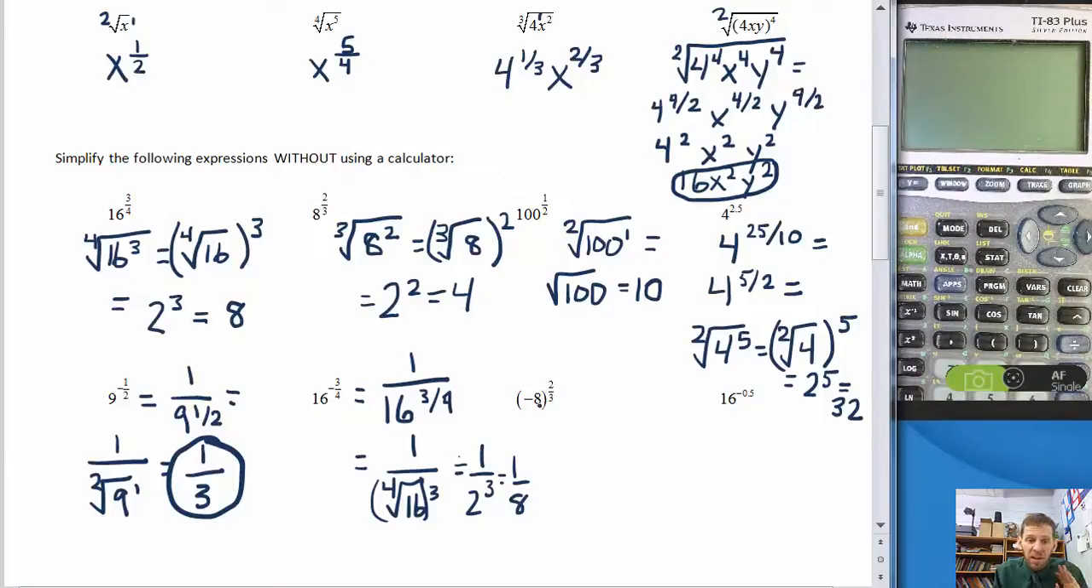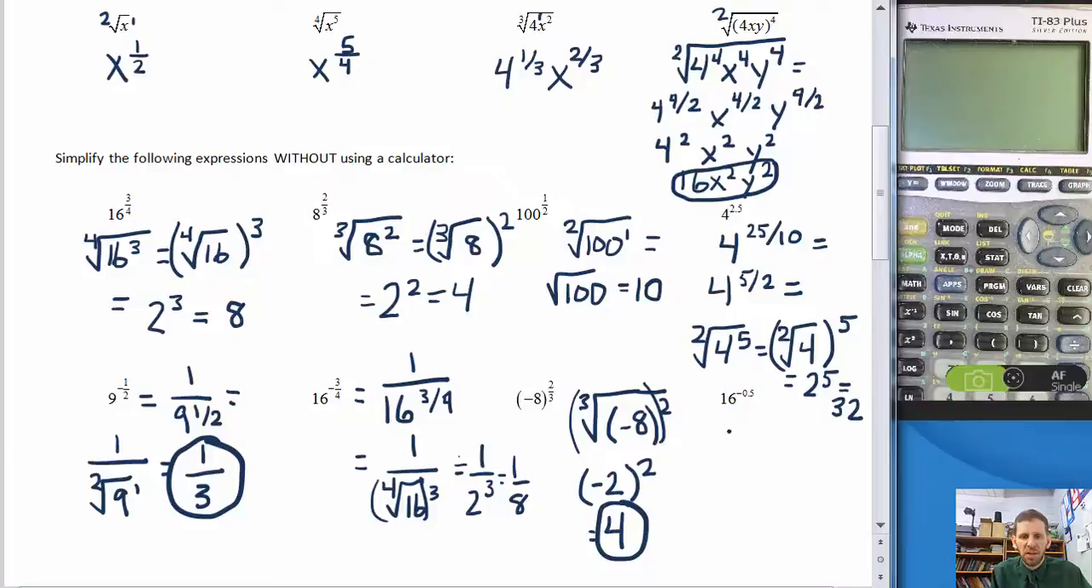Negative 8 to the 2/3 power. In this problem, the exponent is not negative, so don't do the reciprocal. We're going to be doing the third root of negative 8 squared. Similar to what we did in an earlier problem, if you want to do negative 8 and square it, you can do that. I kind of like doing the cube root part first. The cube root of negative 8: what times what times what gives you negative 8? Negative 2 times negative 2 is 4, times negative 2 is negative 8. So this is negative 2 squared. And negative 2 times negative 2 is positive 4.